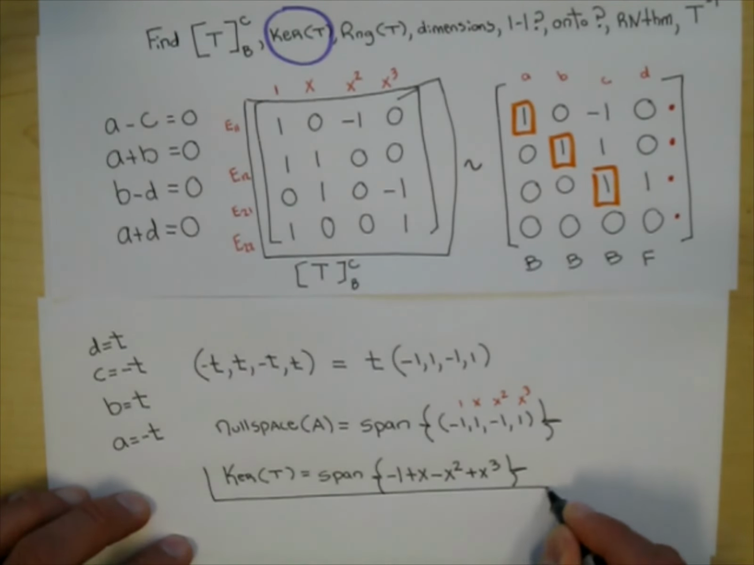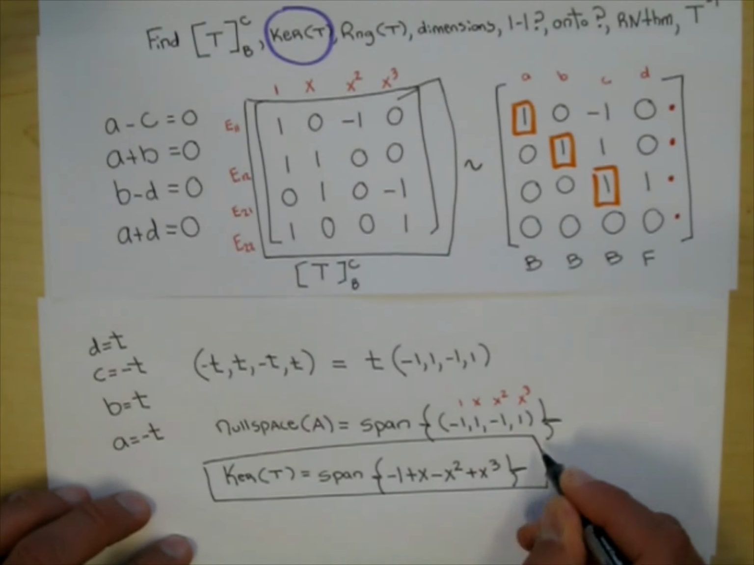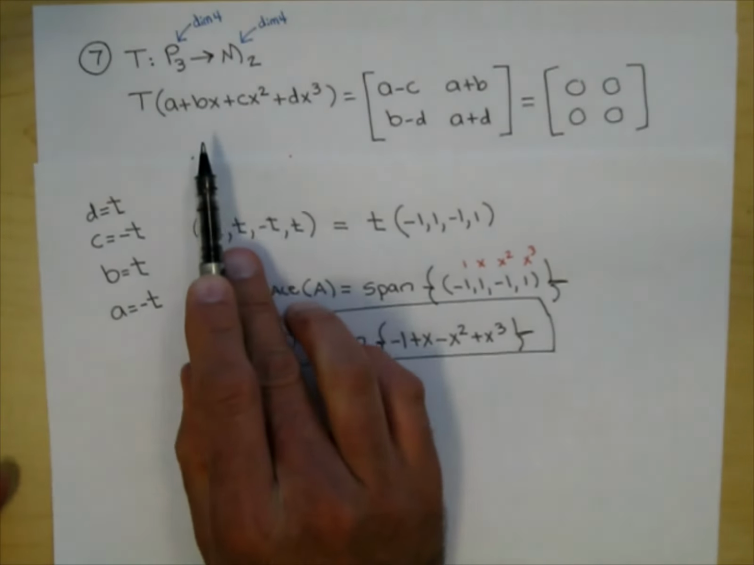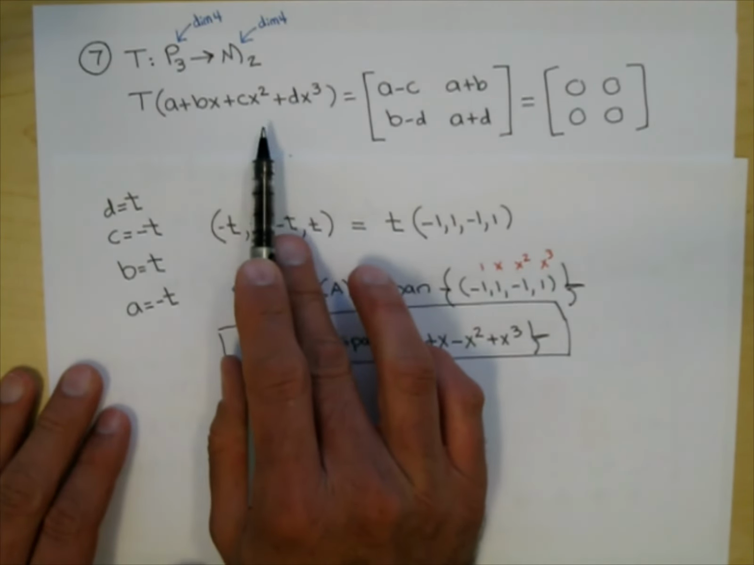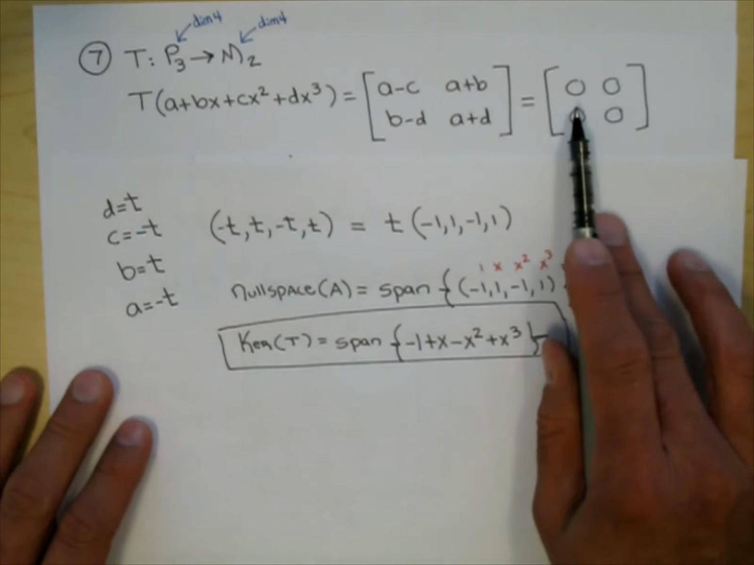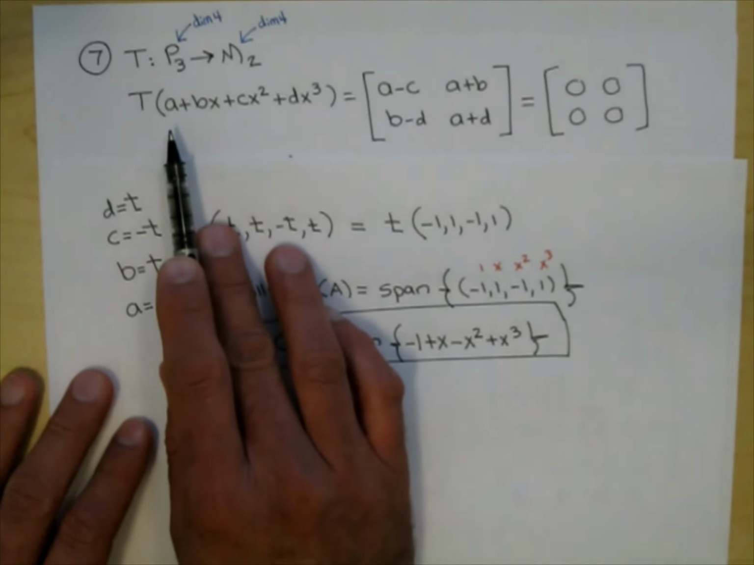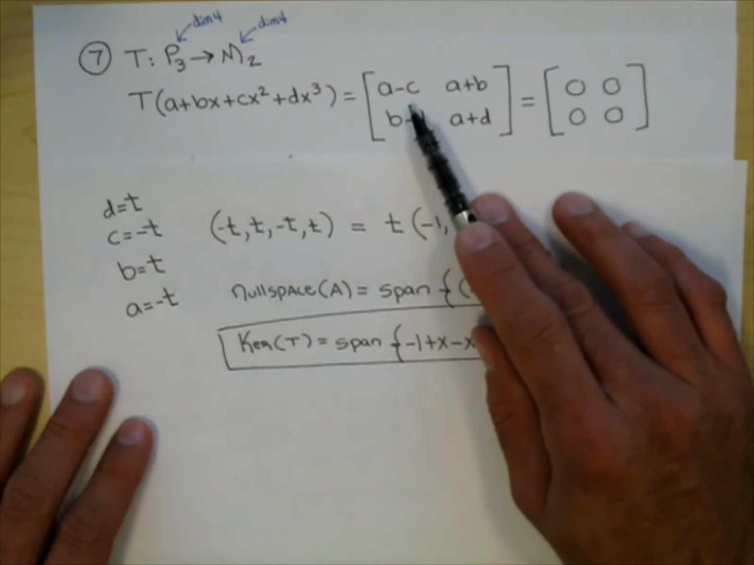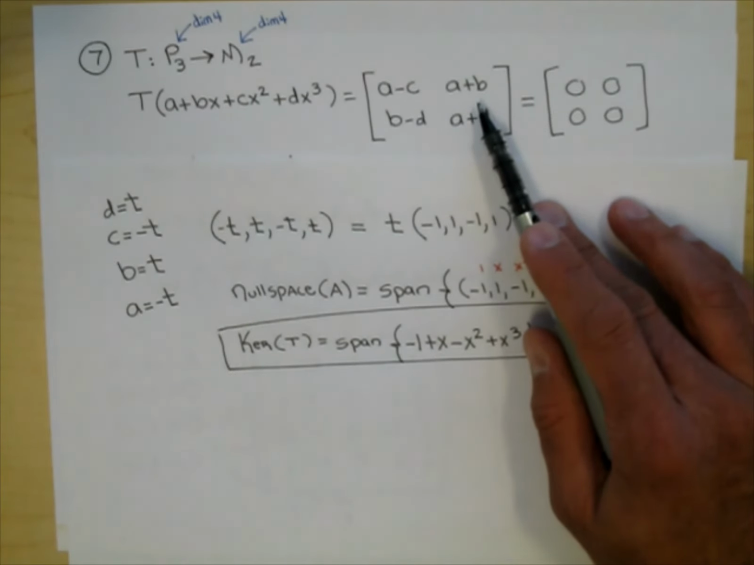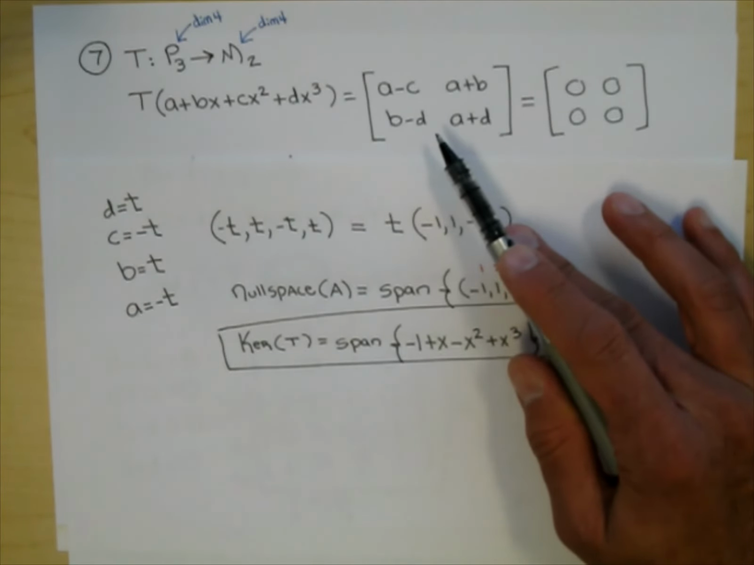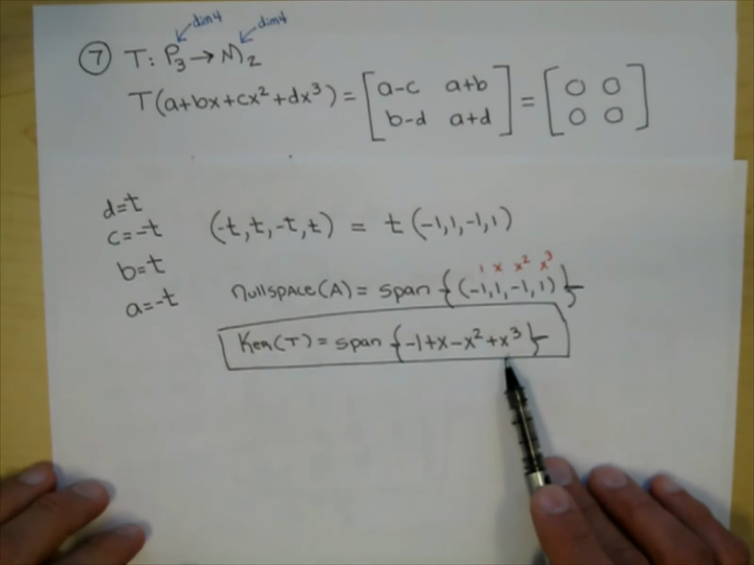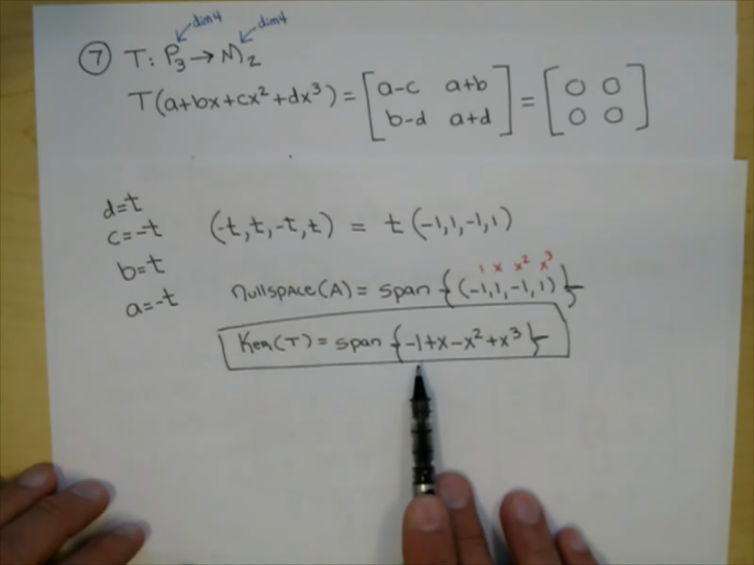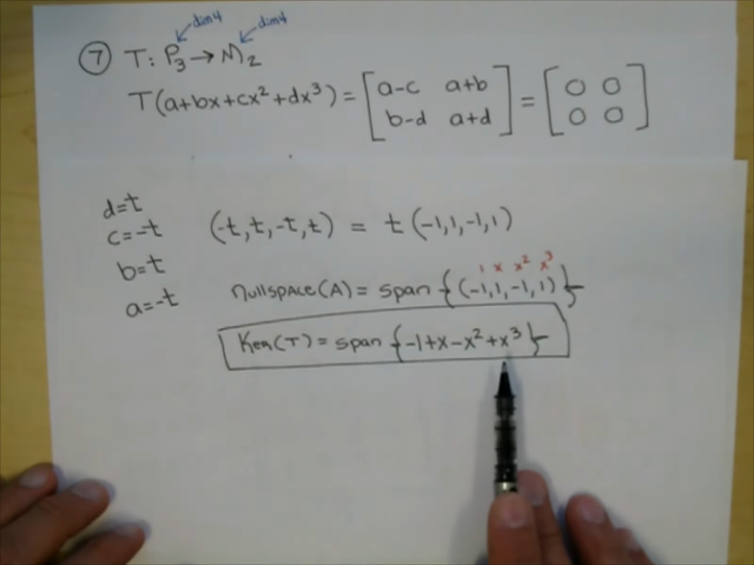So there's the kernel. Any linear combination of that, which is just a scalar multiple of that, when put into this linear transformation, will yield the zero vector, the zero matrix. So let's just check it out. If A is -1, okay, so what do we have here? That would be -1 minus -1 is 0. A plus B, that would be 0. B minus D, which is 1 minus 1, 0, and A plus D, 0. So I've just checked it with the values: A is -1, B is 1, C is -1, D is 1.